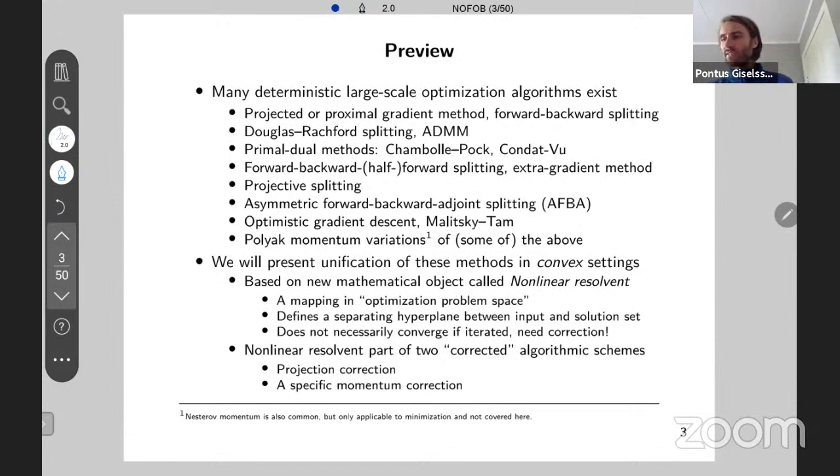So we will present two different corrected algorithms. One uses a projection correction that projects onto the separating hyperplane, which has some disadvantages, and the other one uses a specific momentum correction to guarantee convergence. And then we see that these two methods have all of the above methods as special cases. So more than developing a specific new method for best possible performance, this is a unifying framework that tries to connect existing algorithms that appear quite different, and it may be very difficult to see the connection between these.